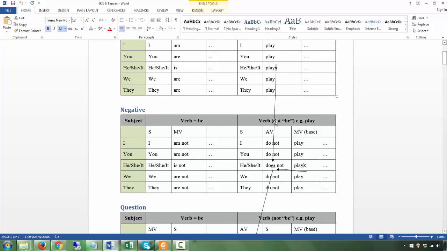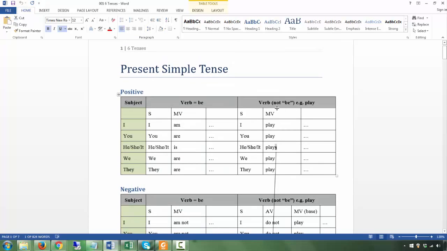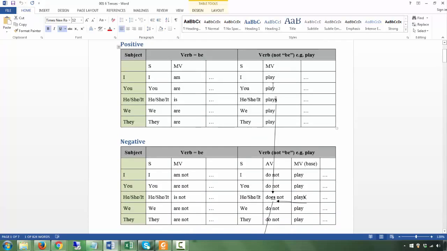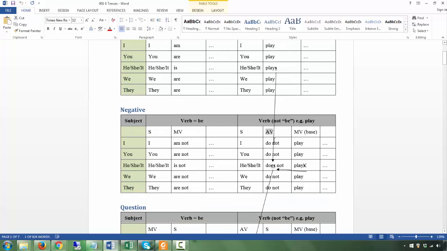How do you do the negative in the present simple tense of other verbs? You do not just put a not behind. You don't say I play not, you play not. No, you use an auxiliary verb: do not play. Now, there is an S here, right? The S goes to the auxiliary, becomes does not. This one goes back to base. This is all in base form. So don't say he do not plays.